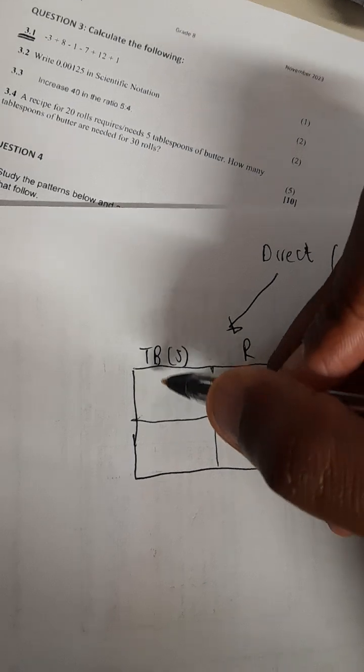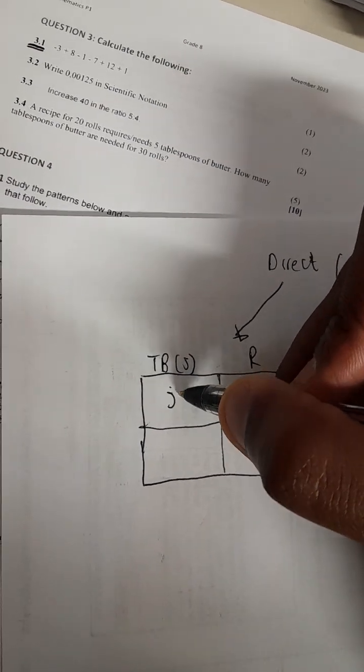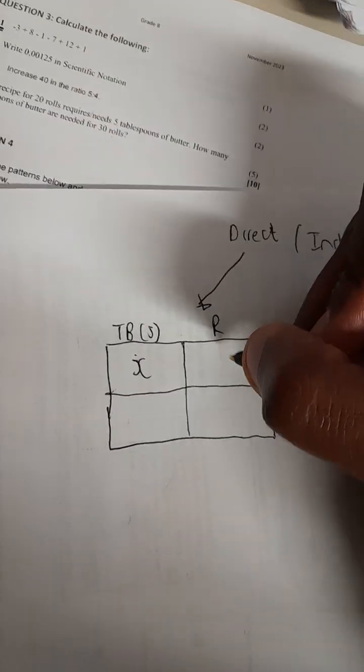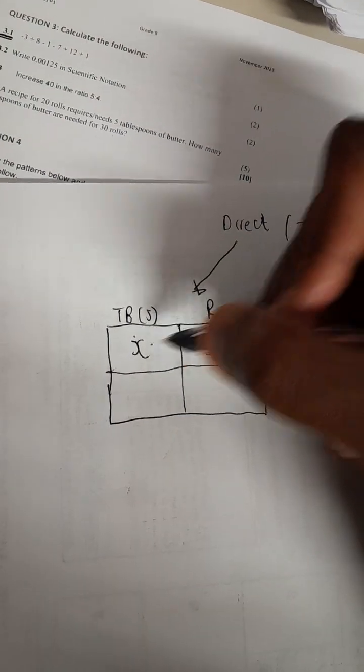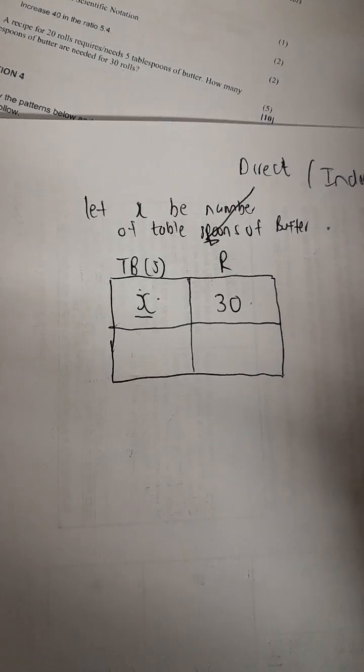Then what do we want? How many tablespoons of butter are needed for how many rolls? For 30 rolls. How many tablespoons for 30 rolls? So we're going to use the variable x. We're going to let x be the number of tablespoons of butter, because x is a variable that stands for an unknown that we are still looking for.